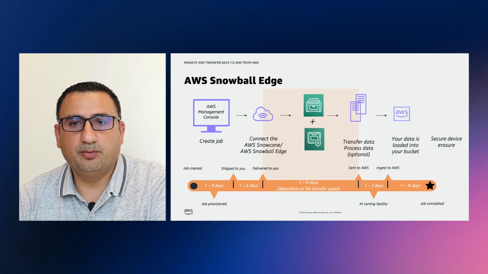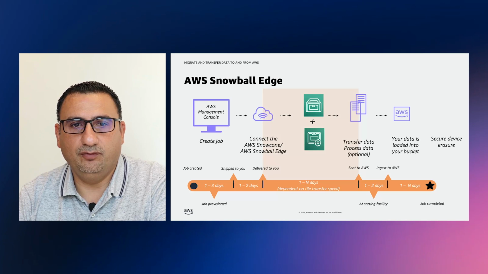You can either opt for 80 terabyte or 210 terabyte storage optimized devices. It depends basically on the availability of these devices in your region. You also select the destination where you want that data to be stored. So it could be an S3 bucket, for instance, and this will be automatically configured, encrypted, and pre-installed on the device before it's shipped to you.